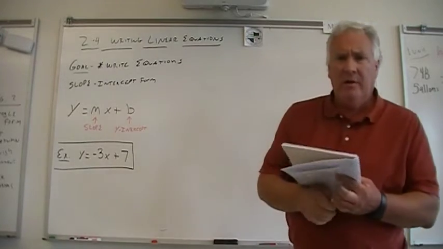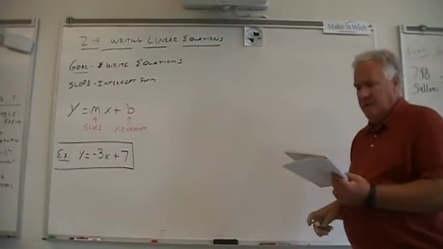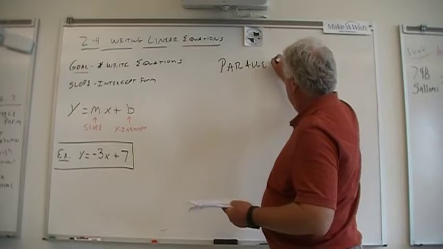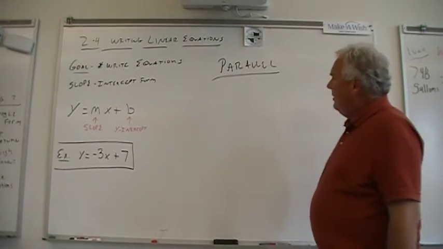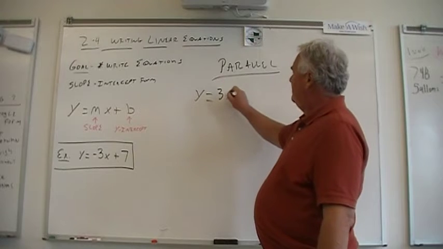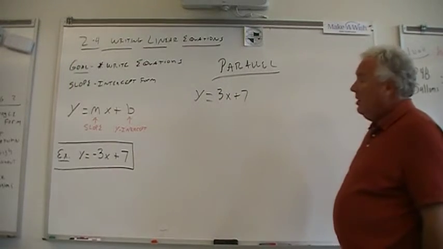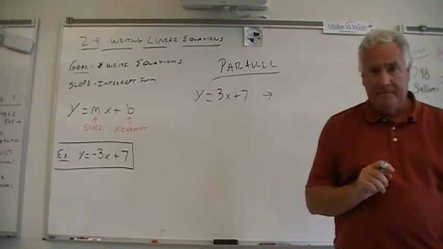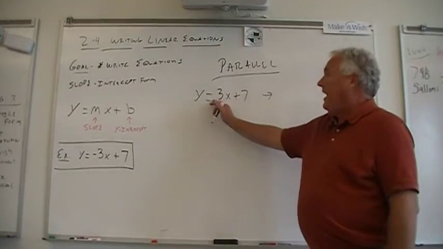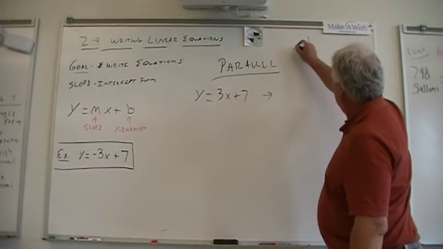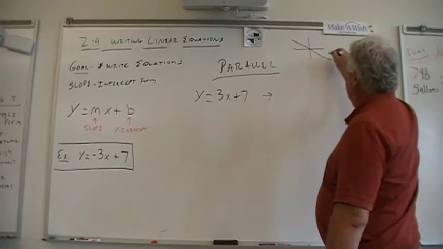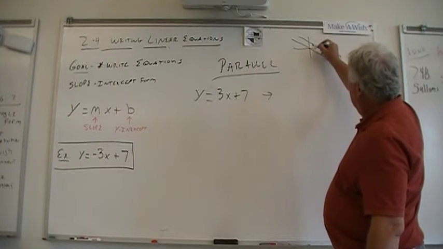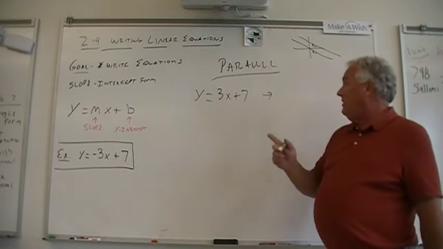Now, we've got 2 other topics that we need to cover. One is parallel lines. What's a line parallel to y equals 3x plus 7? What's a line parallel to that? If you remember from Algebra 1, parallel lines have the same slope. There's our coordinate plane. There are 2 lines that are parallel. The rise and the run are the same. So it's the same slope.